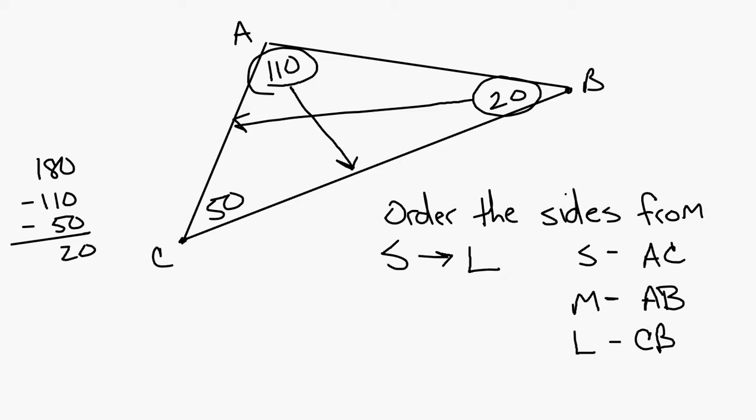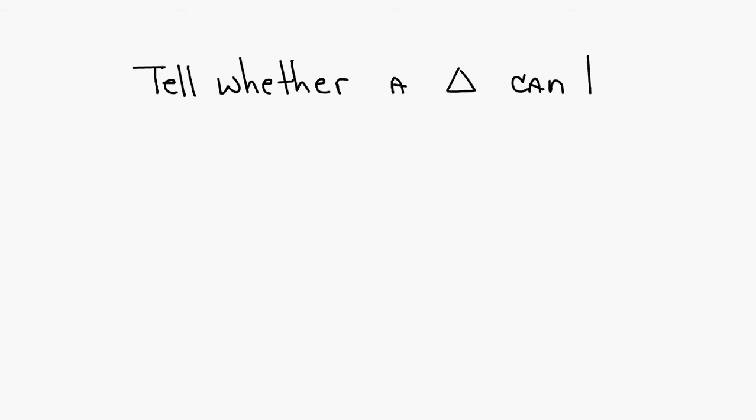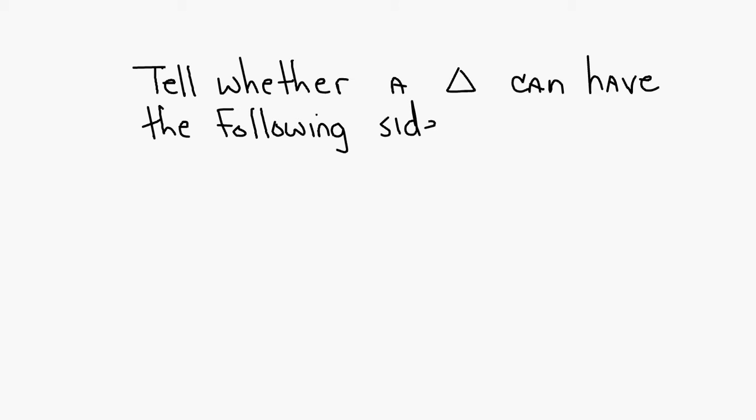Then, in that section, you were asked to tell whether a triangle can have the following sides, and you were given something like 11, 13, 20.